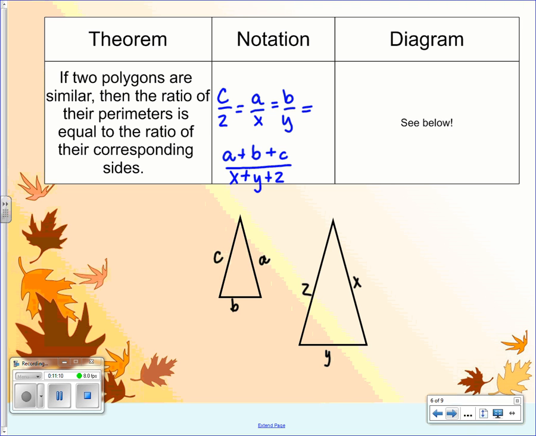It's not a theorem that you necessarily have to know, because you can use the proportion of sides to solve for missing sides and then find the perimeter. But if you do know it, it can be a shortcut to some of the problems. So let's take a look at an example of one.